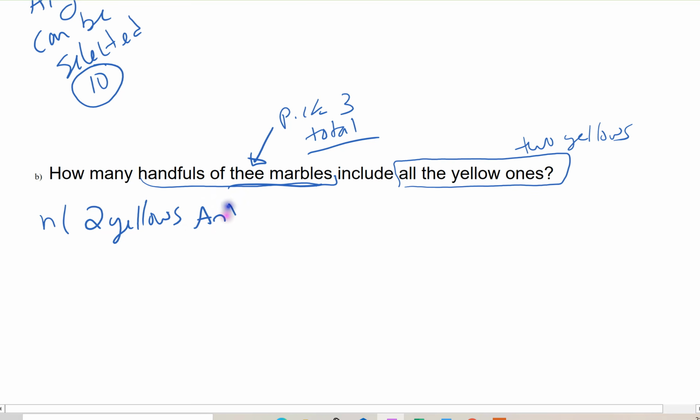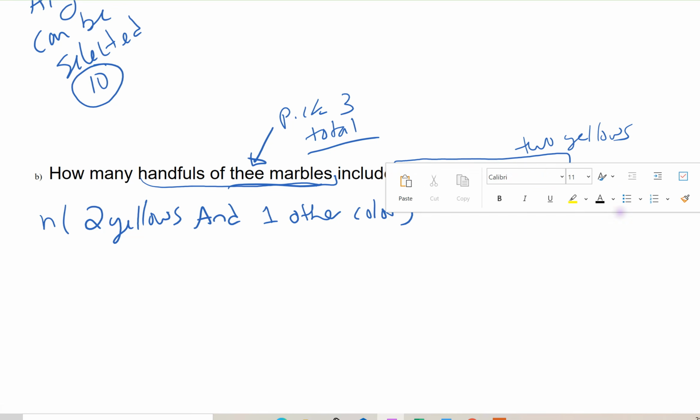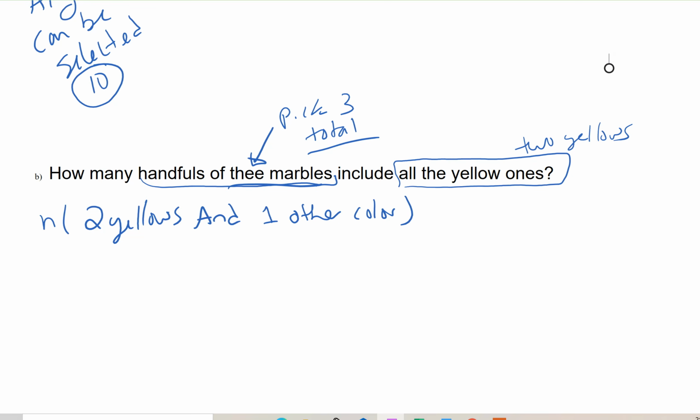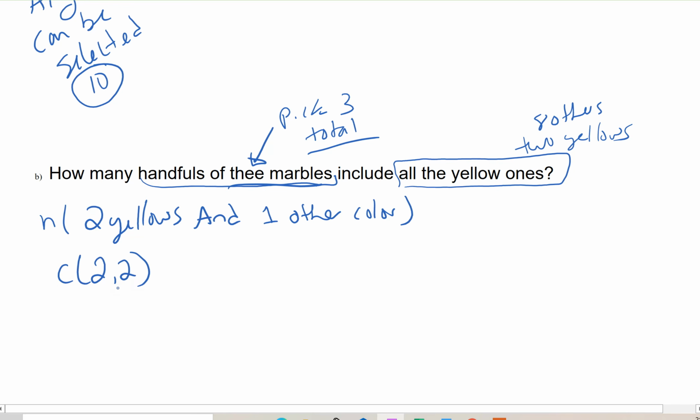And so there's a hidden "and" statement. And one other color. Other meaning I can't pick yellow because I've already selected them all. Alright, it is a combinations type. So remember, we had 10 total. So if I have 2 yellows, that means there were 8 others. Alright, 8 other colors. And so combination, well, I'm picking both of the yellows. So 2 yellows, choose 2, and, which means I multiply, one of the 8 other colors.